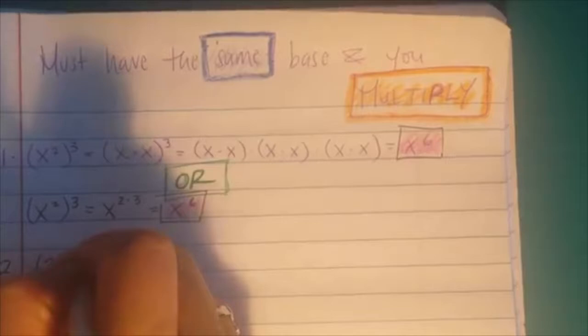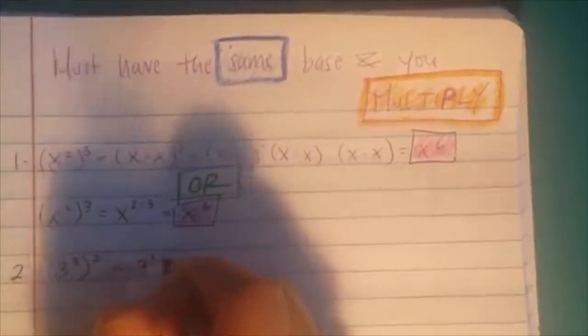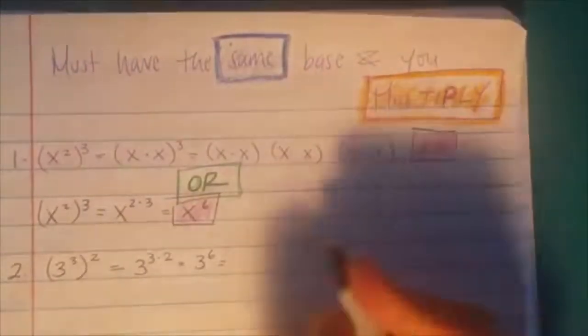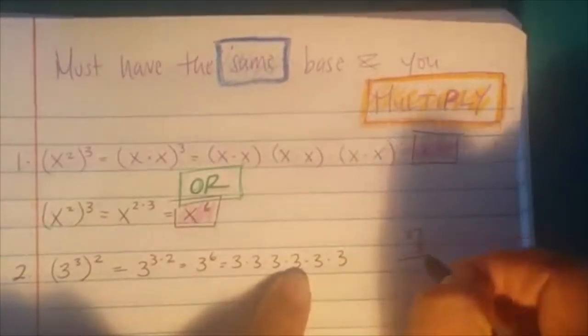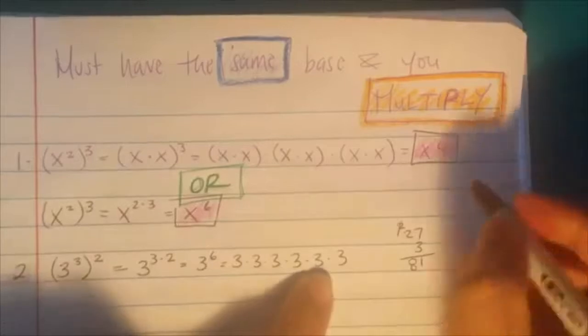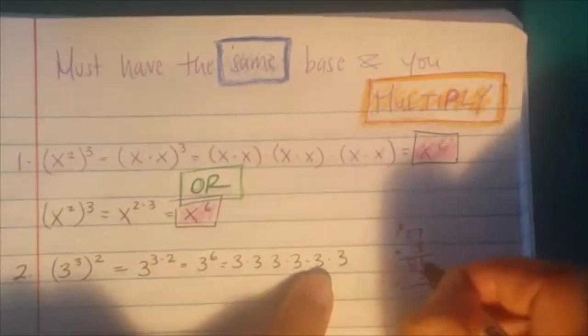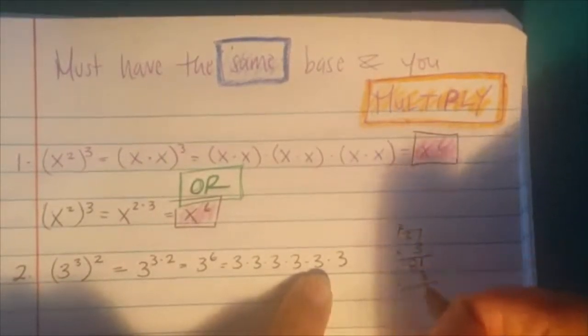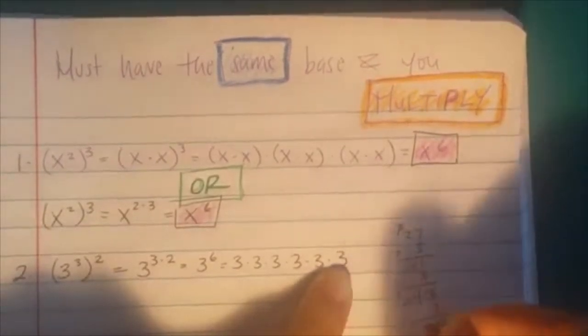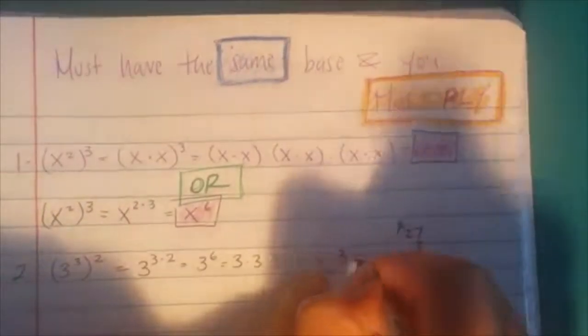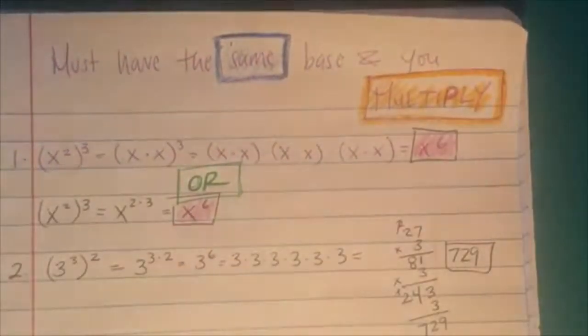What if you had 3 cubed all squared? Again, you're just multiplying the exponents. So it's going to be 3 to the 3 times 2, which is 3 to the 6th power, which is 3 times 3 times 3 times 3 is 6 times. So 3 times 3 is 9, times 3 is 27, 27 times 3 is 81, 81 times 3 is 243, 243 times 3 is 729. Again, I'm just doing this without a calculator, which you will have to do without a calculator as well. Alright, take a look at another example.